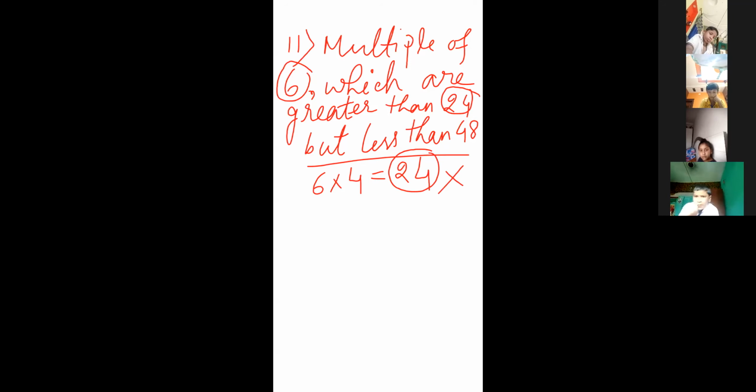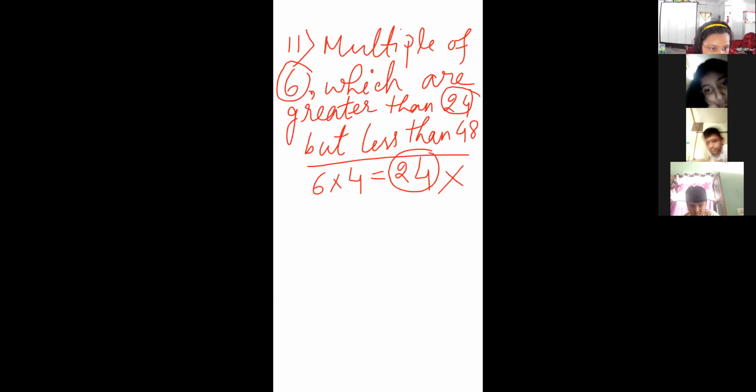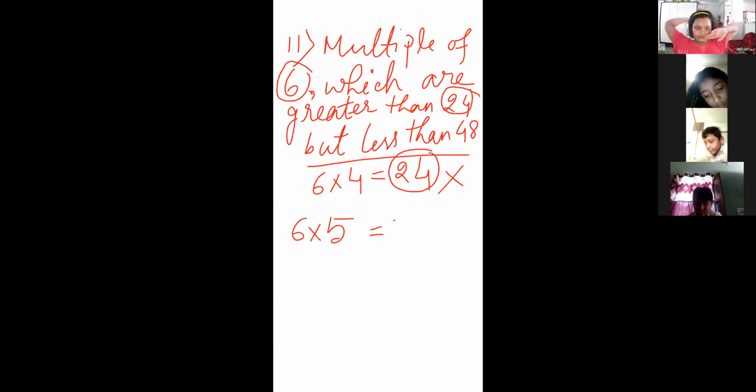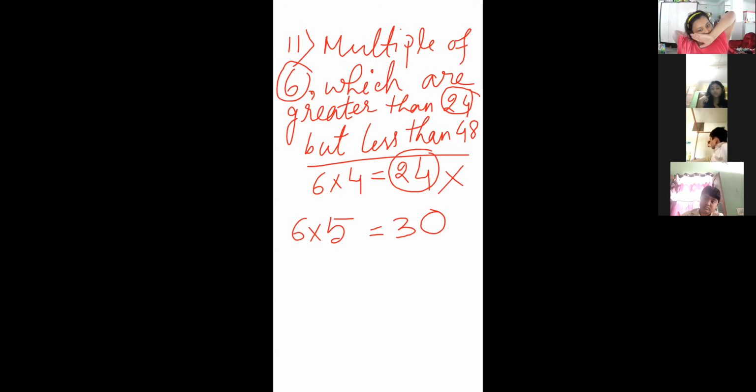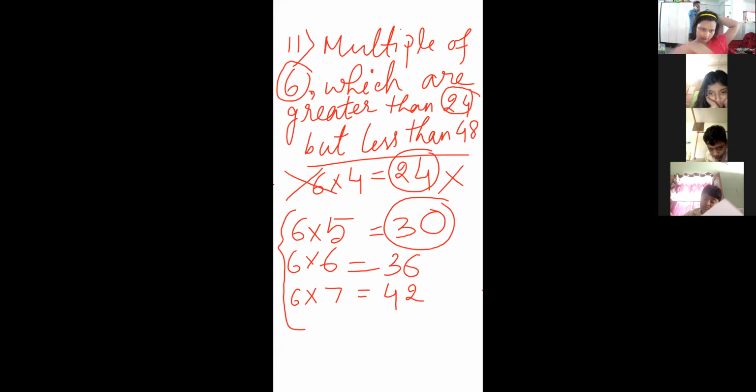So the next one we will take 6 into 5. 6 fives are 30, so the answer will be 30. Then also 6 into 6, 36. Basically the answer will be this one. Now 6 into 7, 6 sevens are 42. Now if we take 6 into 8, then 48, now we will not take this one.